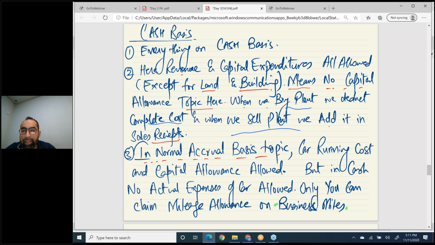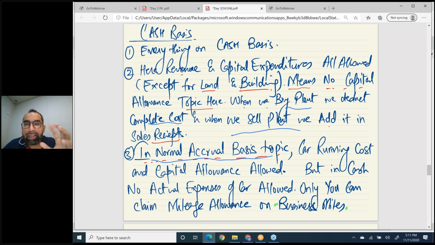Now one very important line for this. Accrual basis means the normal trading income topic which we studied. In the normal trading income chapter, when you buy a car, not only do you get capital allowance according to the CO2 emission rate of that car, which we have just studied, but also the running expenses of that car are allowed, if that car is used for business purposes.